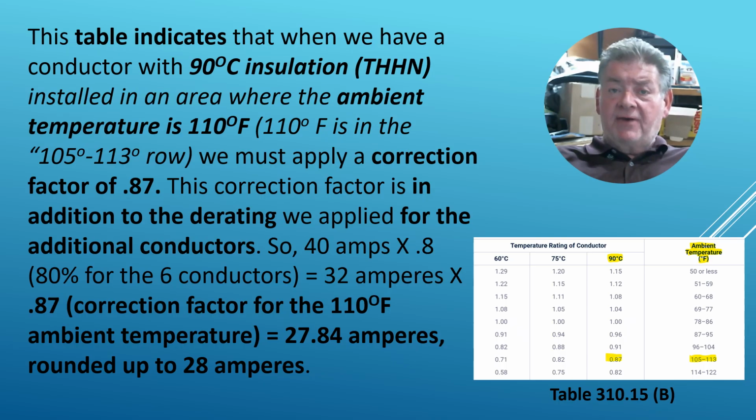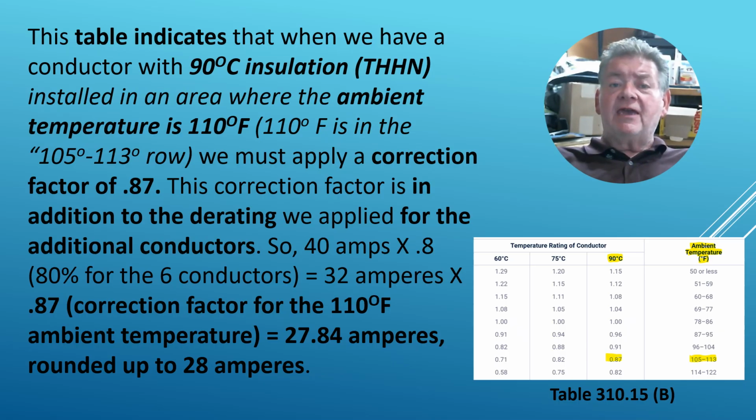40 amperes, the ampacity from table 310.16, 90-degree column for a 10 American wire gauge copper conductor, times 0.8, the 80% adjustment or derating factor for the 6 current carrying conductors. 40 times 0.8 brought us down to 32 amperes. 32 amperes times 0.87, which is the correction factor for our 110 degree Fahrenheit ambient or surrounding air temperature. 32 times 0.87 brings us down to 27.84. We can round that up to 28 amperes.